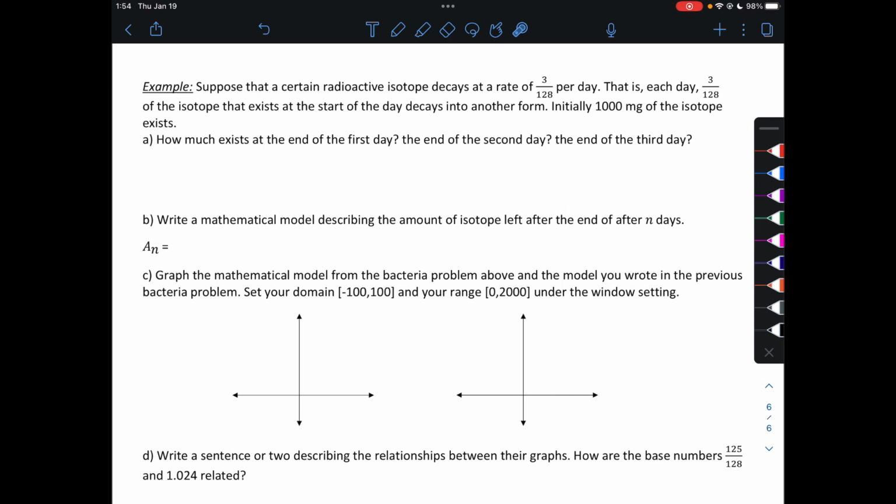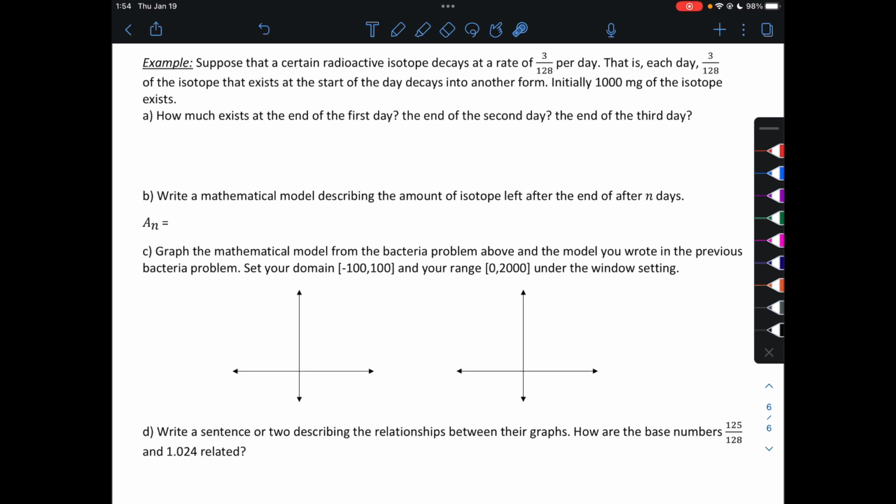Okay, last one here. Suppose a certain radioactive isotope decays at a rate of 3 over 128 per day. So that means that 3 over 128 of the isotope that exists at the start of the day decays into another form. Initially, 1,000 milligrams of isotope exists. How much exists at the end of the first day, second day, the third day? We're actually going to skip that right now, and go to B, write the mathematical model. So that's going to be 1,000 times (1 minus 3 over 128) to the t.